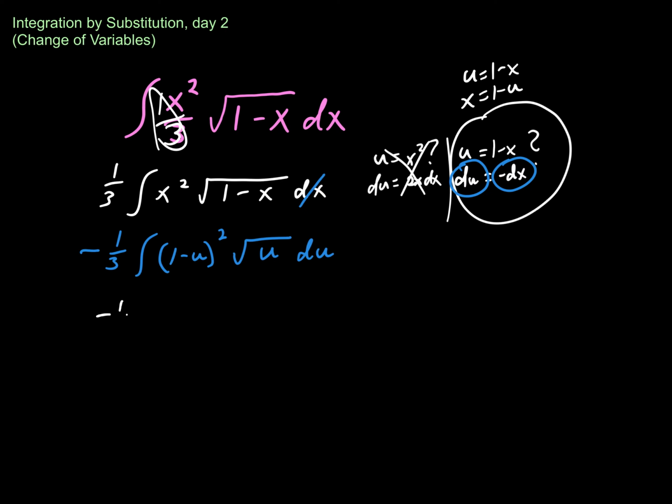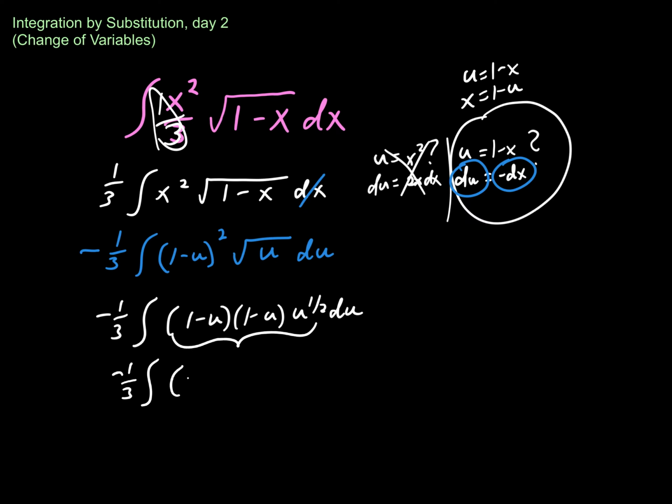And what we have is negative 1/3 on the outside, 1 minus u times 1 minus u times u to the 1/2. And all of this can be multiplied. So we're going to multiply this. In the interest of time, I did this already. So when you multiply these three things together, you're going to get u to the 1/2 minus 2u to the 3/2 plus u to the 5/2 du. Let's finish her up.